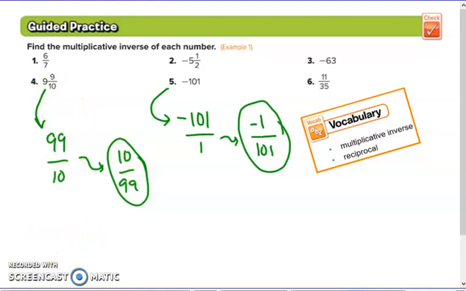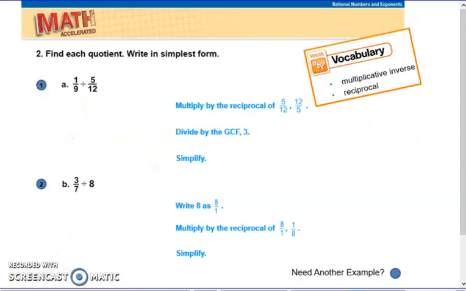Okay, so how are we going to use this information? Well, whenever we are going to divide, find a quotient means divide, what we're going to do is flip this baby right here, the second fraction, and multiply it. So it says multiply by the reciprocal of that. Okay, so we'll do that. 1/9 times 12 fifths. Okay, and so we're going to get 12 over 45. Now, question for you. Did you see that this is divisible by 3?